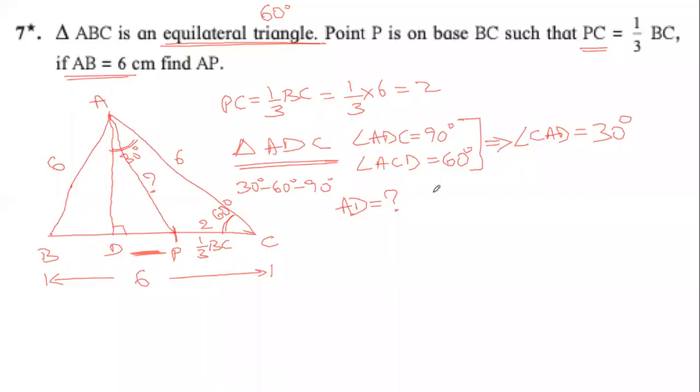We know that the side opposite to the 60 degree angle in a 30, 60, 90 triangle is root 3 by 2 times the hypotenuse. Here the hypotenuse is 6 centimeters long. So 6 by 2 is 3. So when we write it the proper way, we will write 3 root 3. So we have found AD, 3 root 3.